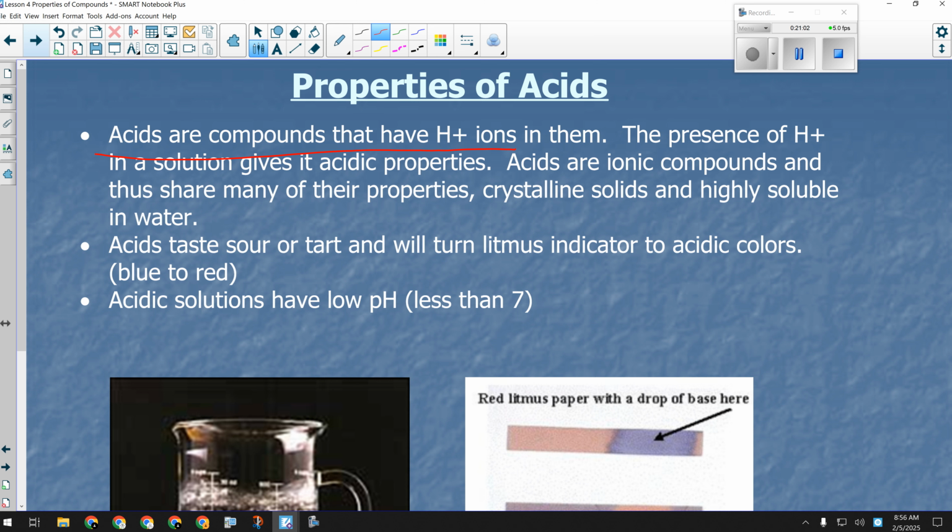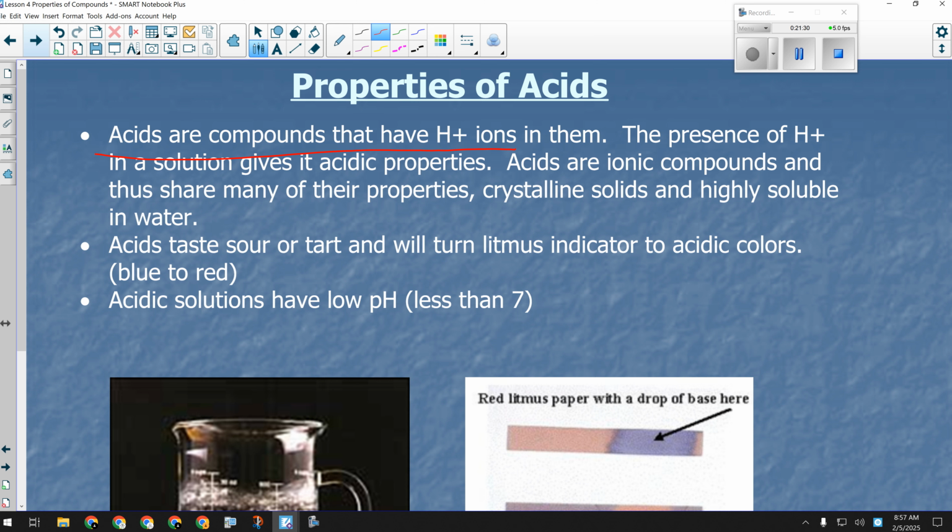Okay, because they're ionic compounds, they are also crystalline solids at room temperature. We cannot acquire them in that form. We cannot buy them in their crystalline form because they're so dangerous. We can only buy pre-made solutions of strong acids. It's actually safer to transport them that way. But they are crystalline solids at room temperature because they are ionic.